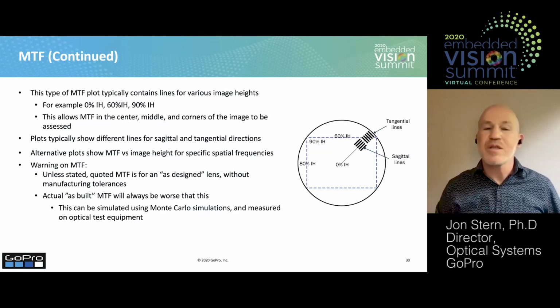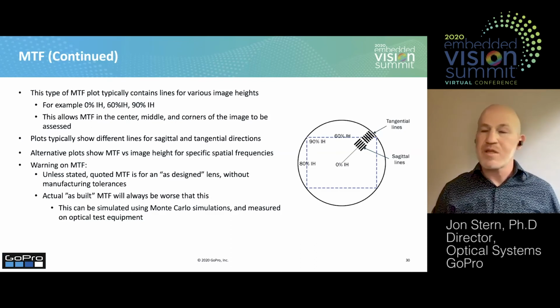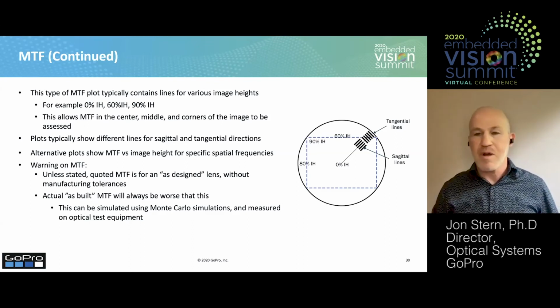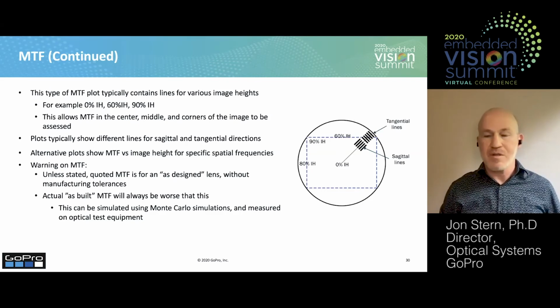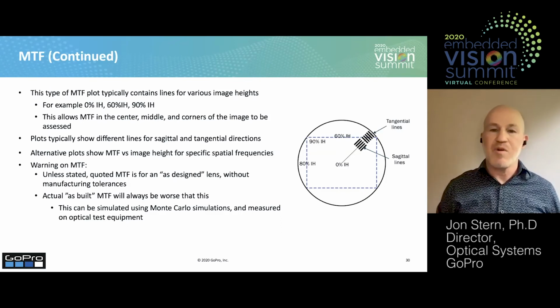This type of MTF plot typically contains lines for various image heights. For example, 0%, which corresponds to the center of the image, 60%, which are the middle regions of the image, and 90%, which are the corners of the image. Plots will typically show different lines for sagittal and tangential directions. Sagittal lines run parallel to a radius, tangential lines are perpendicular. If you see a single number, it's likely the average of sagittal and tangential. Alternative plots will show MTF versus image height plotted for specific spatial frequencies.